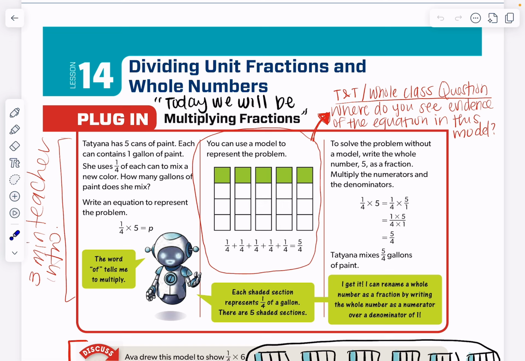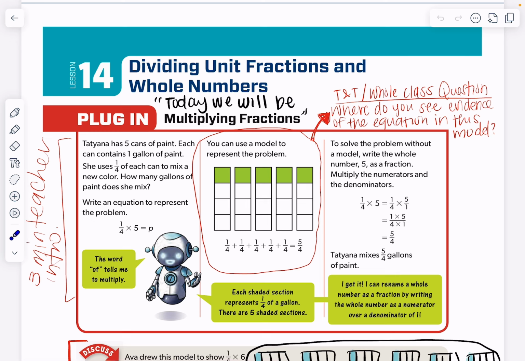We also want to model for students how multiplication is directly correlated to repeated addition. So just like the model, we have 1/4 1 time, 2 times, 3 times, 4 times, 5 times. So 1/4 times 5 can be written as a multiplication sentence, or it can be written as a repeated addition equation, both equaling 5/4.